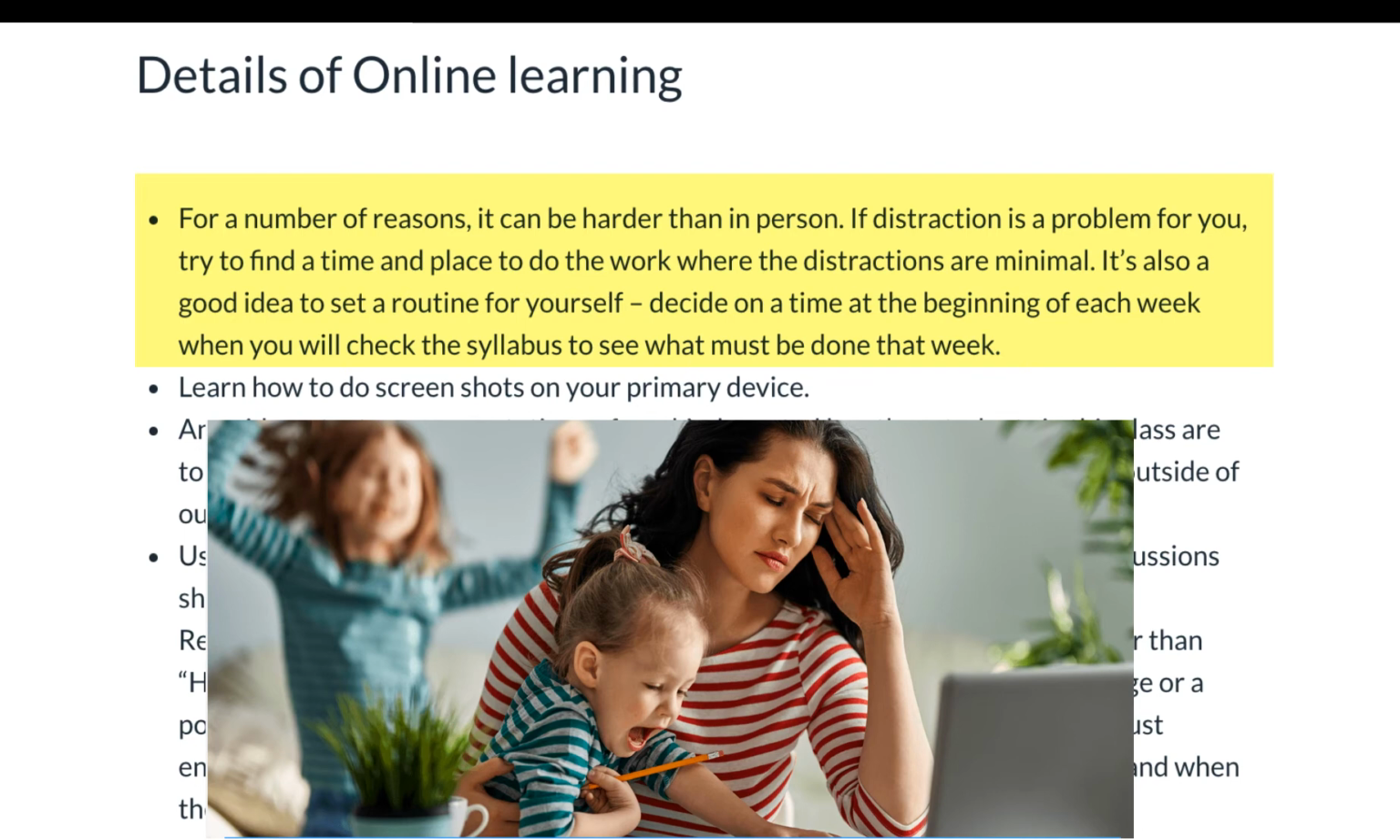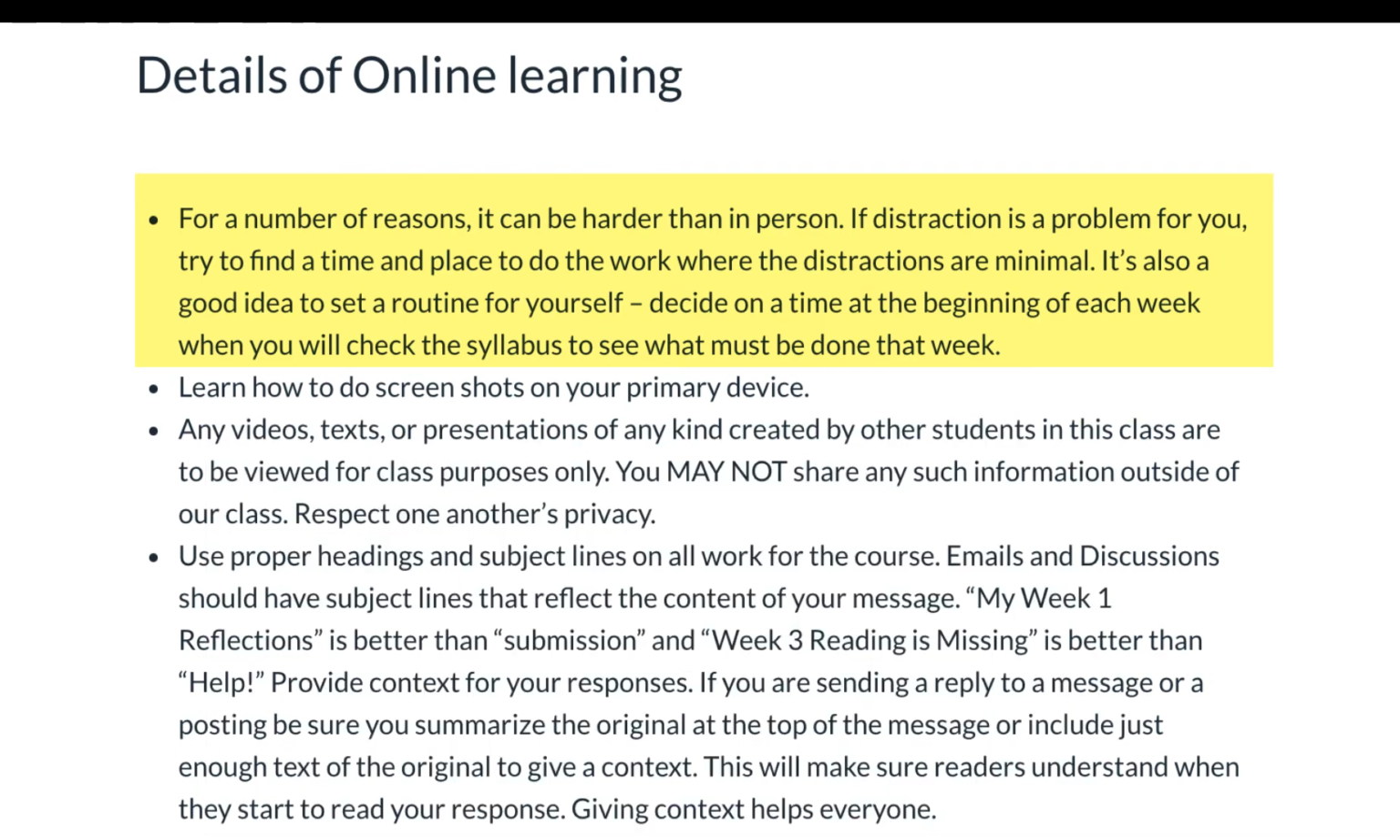So here's some thoughts. If distraction is a problem for you, find a time and a place to do the work where distractions are minimal. If you have to wait until your family goes to bed and you stay up and do your homework then, do that. If you need to go sit in your car all by yourself, do that. Find a way to decrease your distractions. I'm pretty sure you can go to the library as well and check out some noise-canceling headphones if noise is a problem.